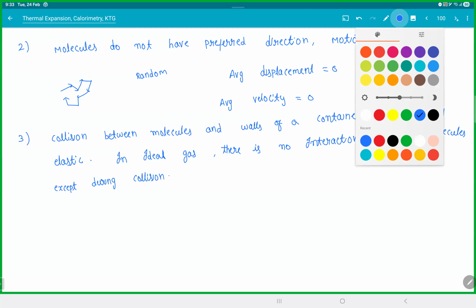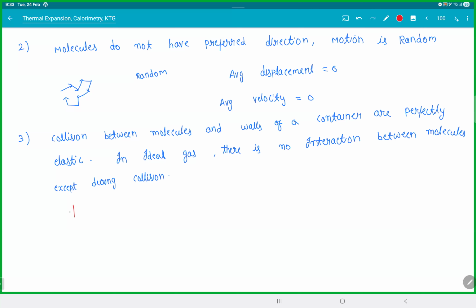Now, because of this, since there is no interaction between the molecules, you cannot liquefy an ideal gas. You must have done this in your chemistry. An ideal gas cannot be liquefied. That is one of the reasons why helium and hydrogen are so difficult to liquefy.